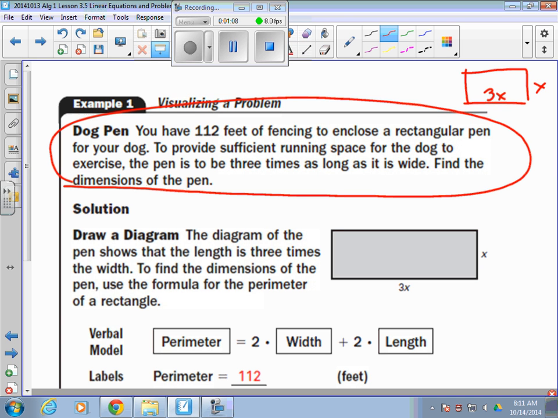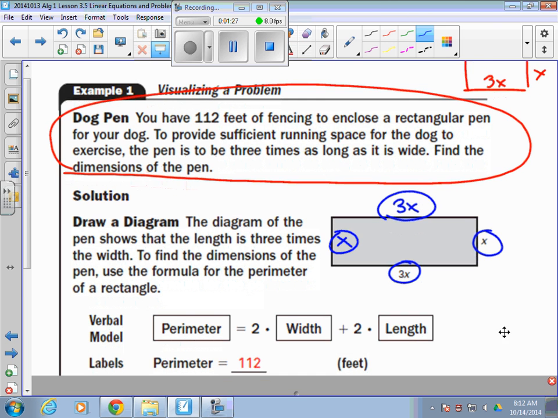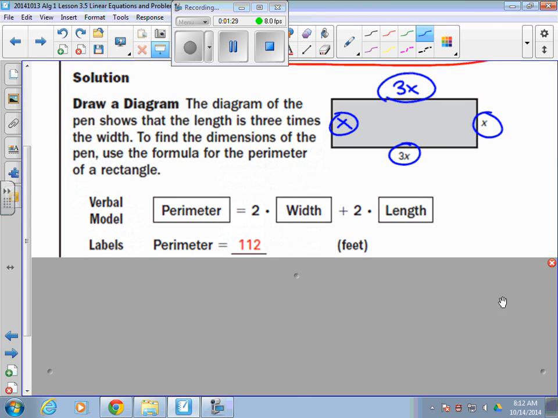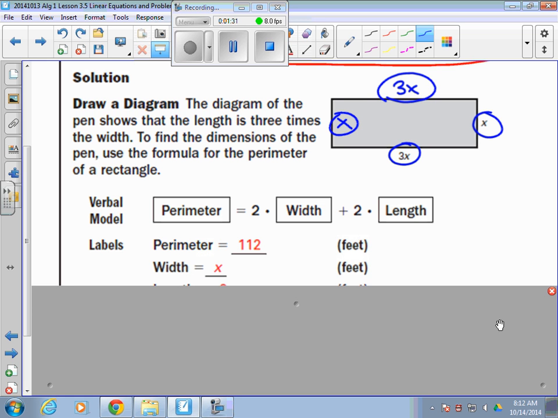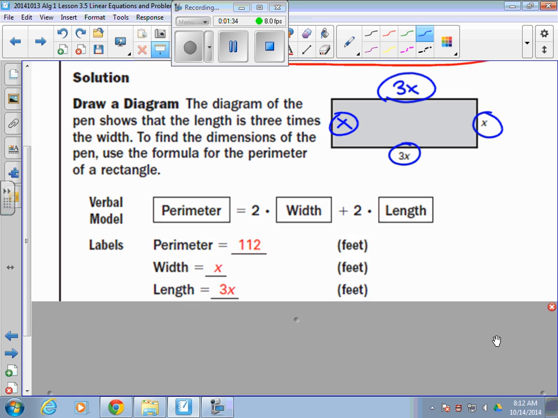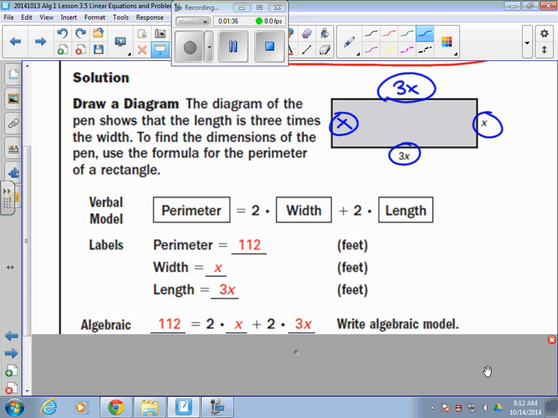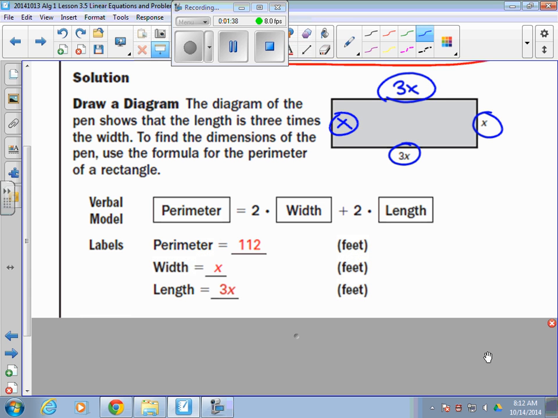So the verbal model is the perimeter is equal to 2 times the width, because we know if we have an x here, this one's going to be x as well. That's why it says 2 times that, plus 2 times the length. We already have 3x. We know there's going to be another 3x, 2 times that. So when you label everything, just using a problem-solving model, your perimeter is 112. That's how much fence you had. Your width is x, and your length is 3x.